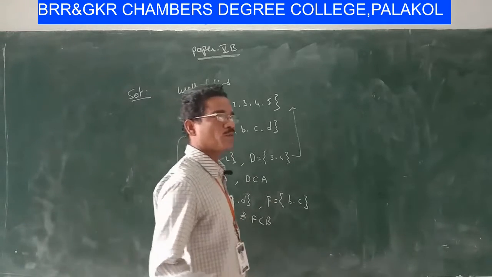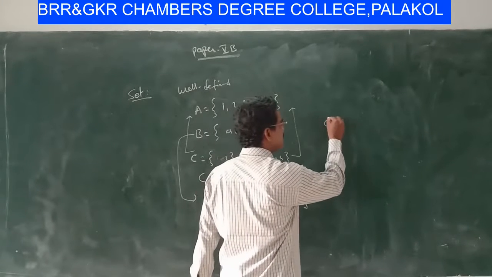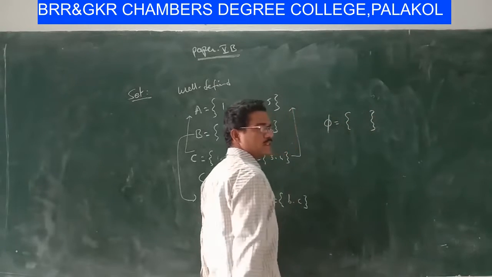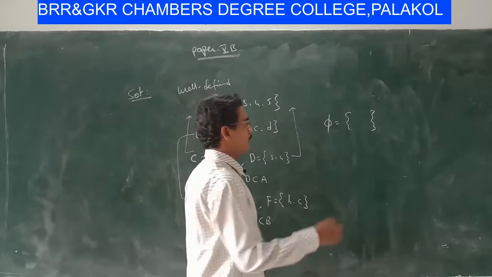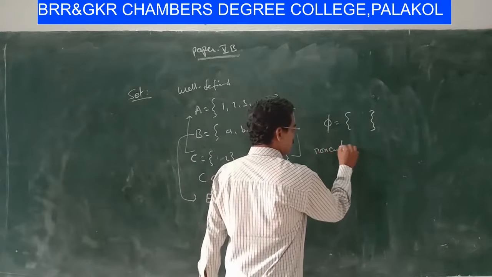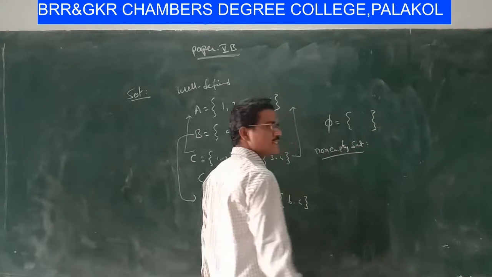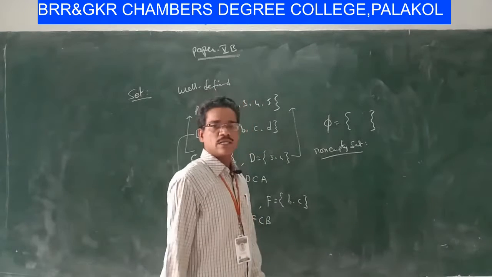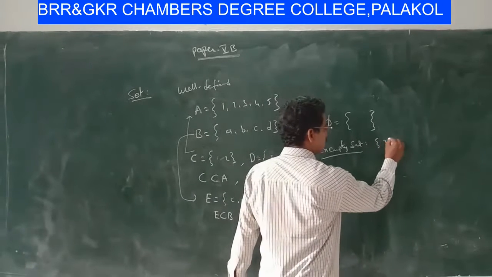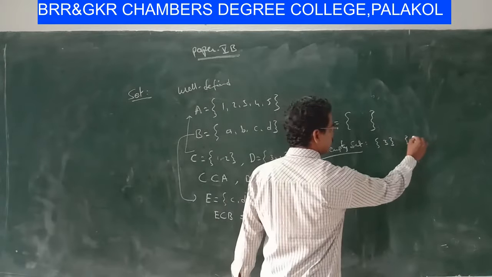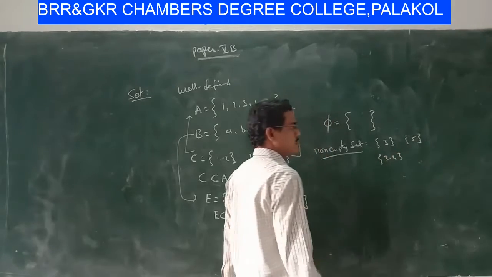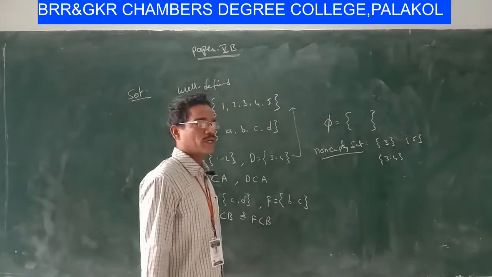Next, the empty set. The empty set is denoted by the symbol phi. Where there are no elements, it is called the empty set. And a non-empty set means there is at least one element, for example {3}, {5}, or {3, 4}. These are non-empty sets.